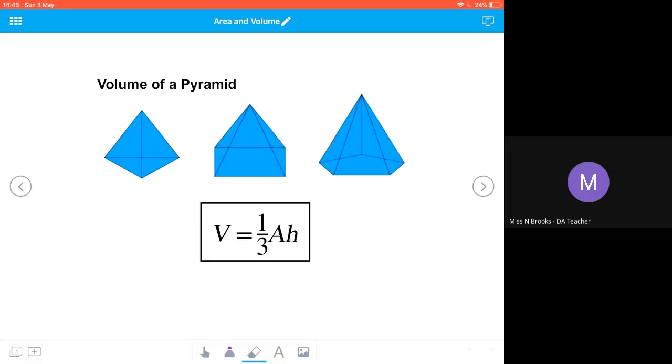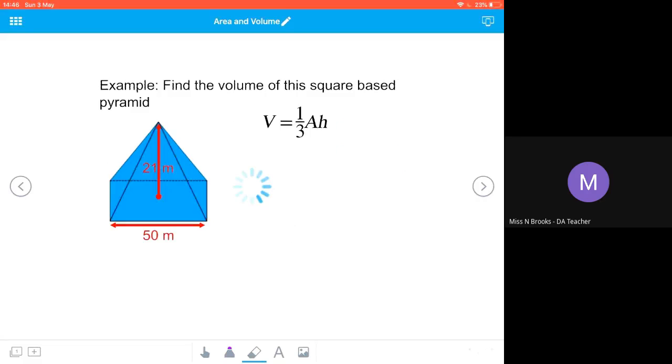So basically what it's saying is that if we had a prism with that base that was the same at the bottom and the top, if we make a pyramid from it, we are going to be able to fit 3 pyramids inside the same volume as one prism. So you can see we've got a triangular based pyramid, a square based pyramid, and a pentagonal based pyramid. Sometimes you'll be given the area and then you can just substitute it in. Sometimes you'll have to use one of your area formulas to calculate the area of the base, and then you can substitute it into your formula. And that's what we're going to have to do with this example here.